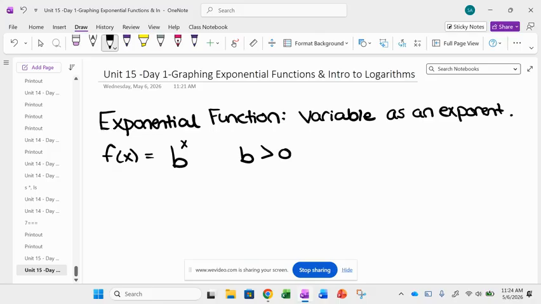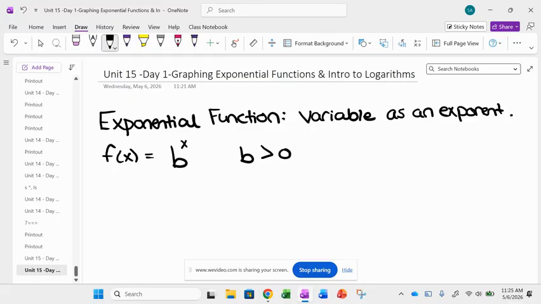So if I'm saying b, the base, must be greater than 0, that means I can still have fractions, right? Because like a half is greater than 0, a third is greater than 0. We can absolutely still have fractions. I just can't have what kind of number? Negative. This is saying b must be a positive number. It cannot be a negative number. Let's talk about why it has this restriction.